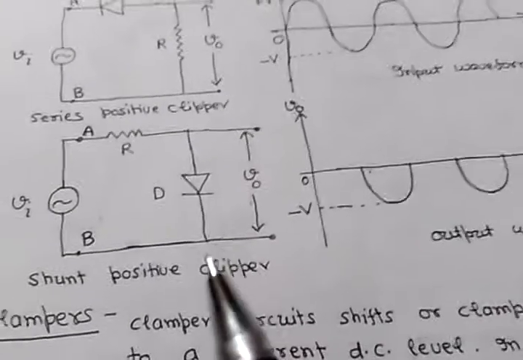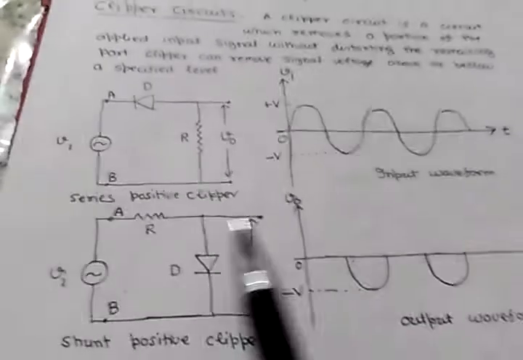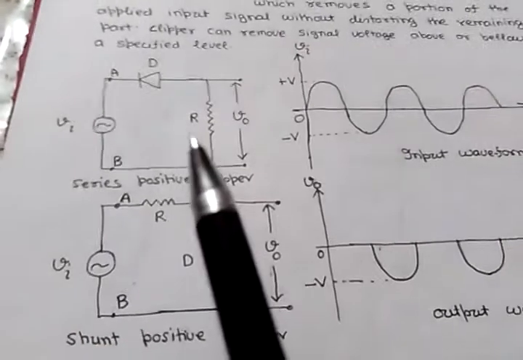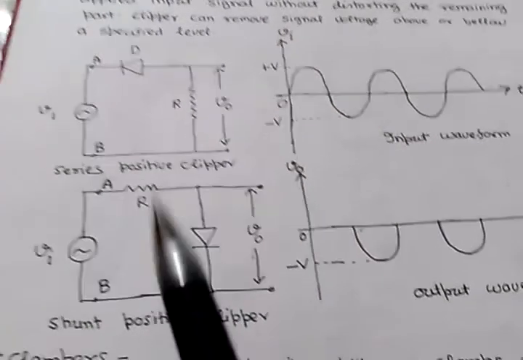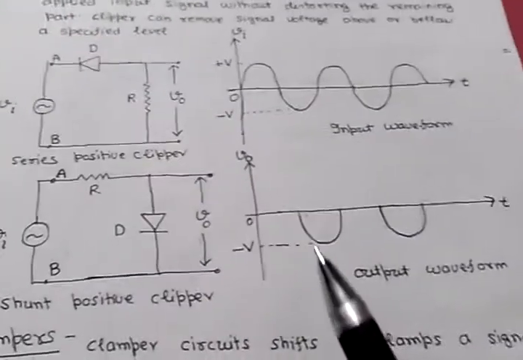So this is the output waveform of shunt positive clipper, in which the positive half cycle has been removed by this shunt positive clipper. So we are seeing, even though circuit diagram of these two circuits are different, but output is same.